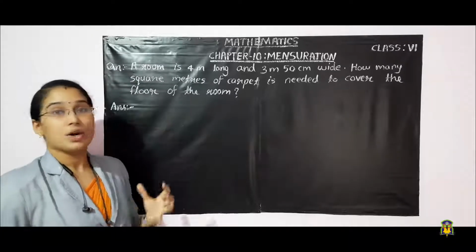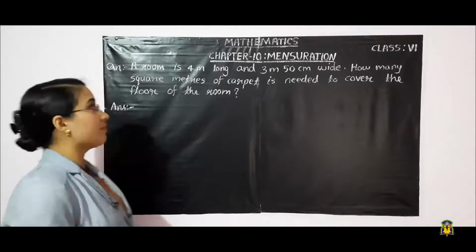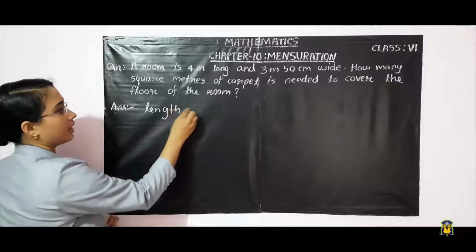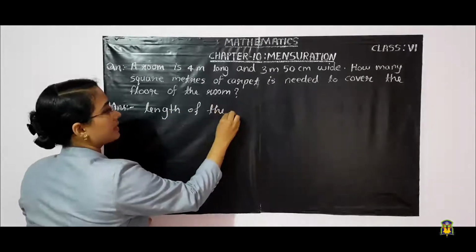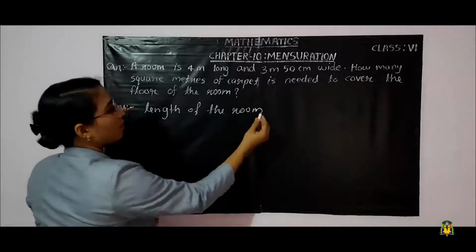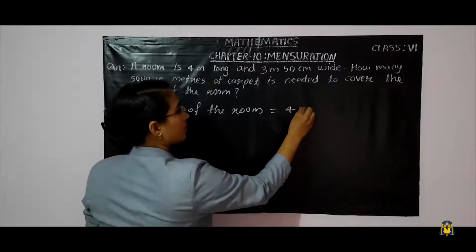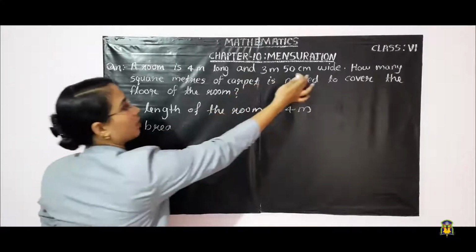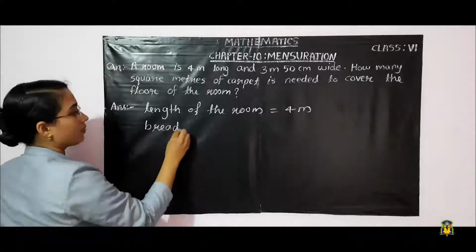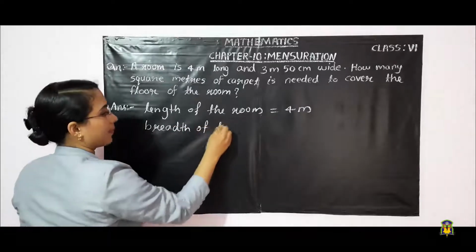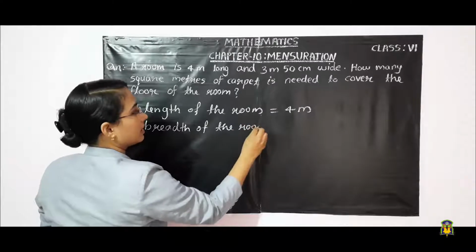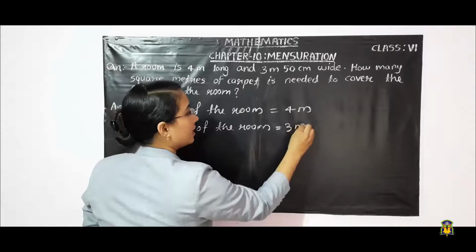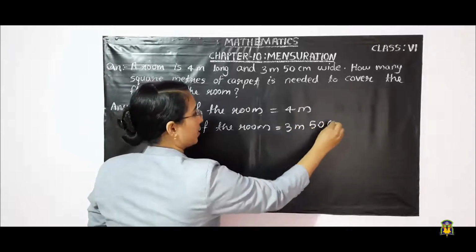So first we can write what things are given in the question. First one, length of the room is given. So we can write length of the room is equal to 4 meter. Then next one, breadth of the room. Breadth, width is already given there. Breadth of the room is 3 meter 50 centimeter.